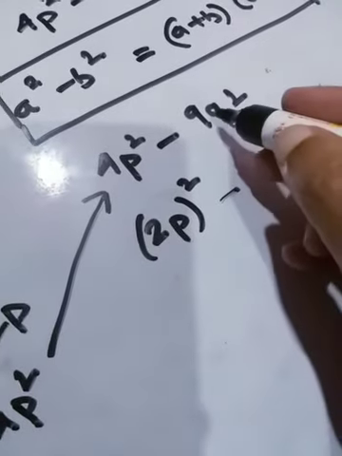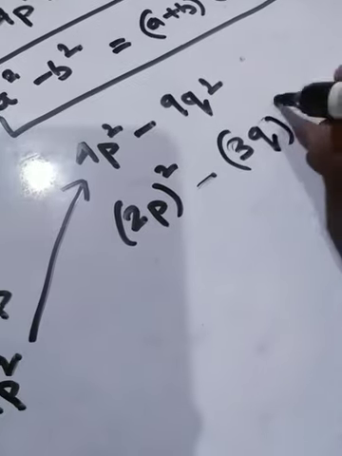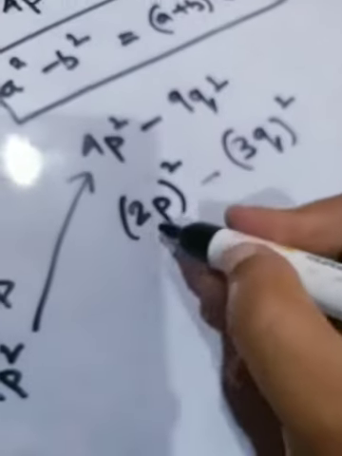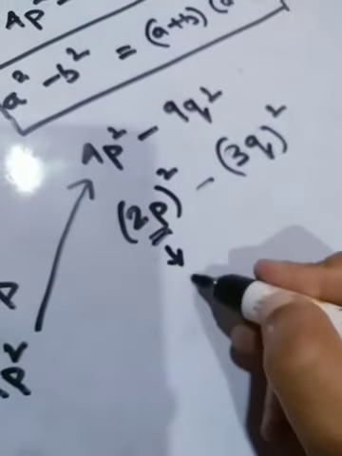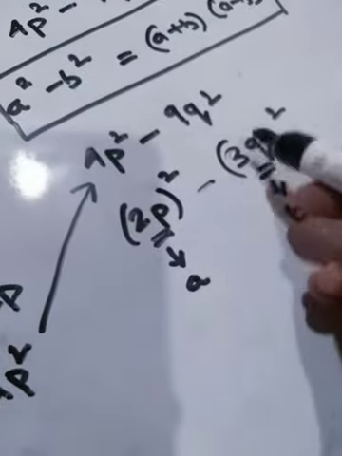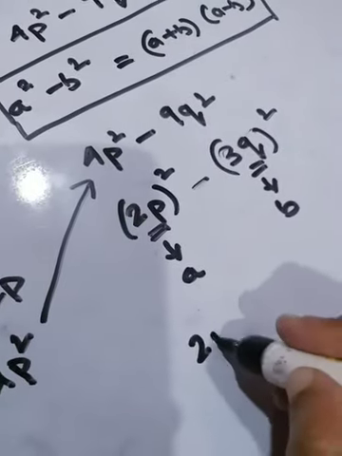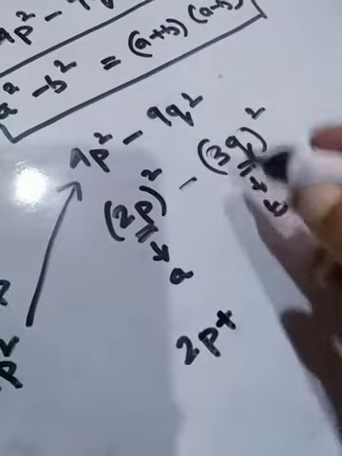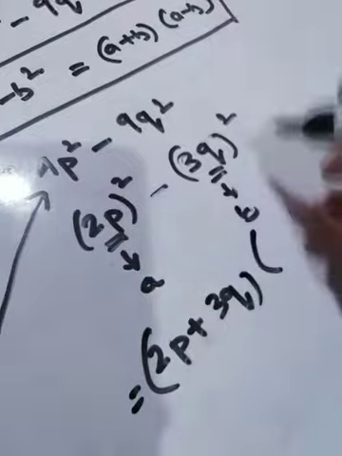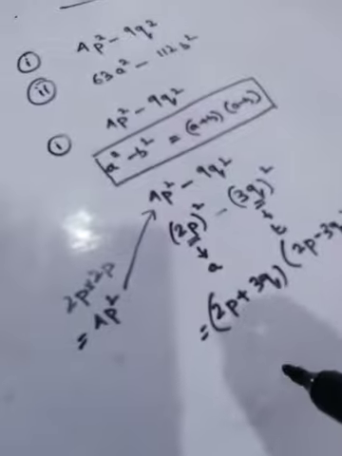Now the same thing I will do with this also. 9q square is 3q whole square, that is 3 3s are 9. Understood? Now this part will be considered as a and this part will be considered as b. So it is a square minus b square. In which format do I have to write? a plus b, a minus b. So a is 2p, and b is 3q. I hope you are understanding. Now what is the second part? a minus b, that is 2p minus 3q. So this is your solution for the first sum.